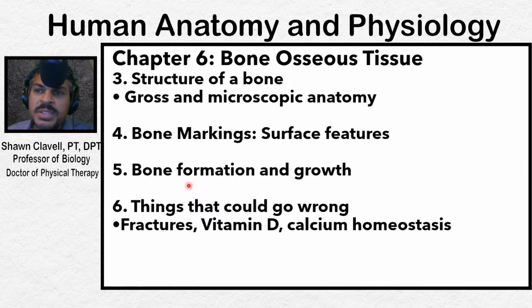So those are the big ones, and then finally some things that could go wrong. We talked about some fractures and vitamin D. We talked about vitamin D in chapter 5 when we talked about the integumentary system, because it is made endogenously, meaning it's created inside of our body, and its production is stimulated by the sun. UV radiation from the sun stimulates vitamin D production. That vitamin D is a co-transporter in the small intestine to get calcium out of the intestine and into the bloodstream, where it can then be concentrated to the areas that it's needed.